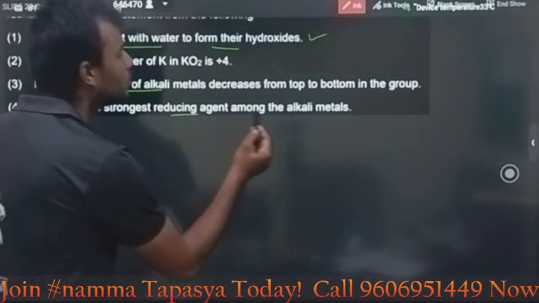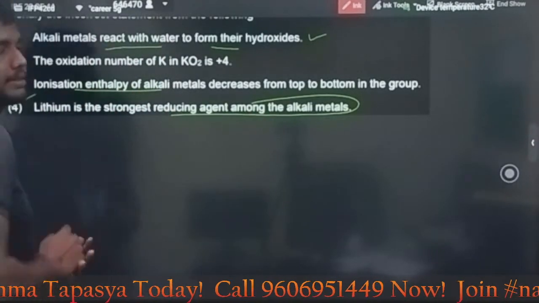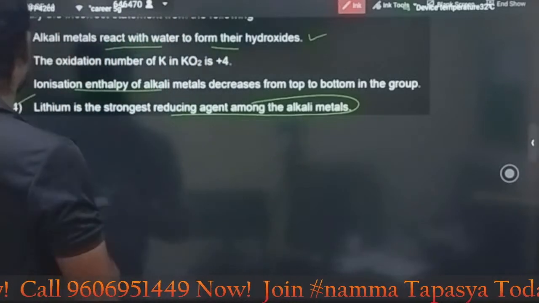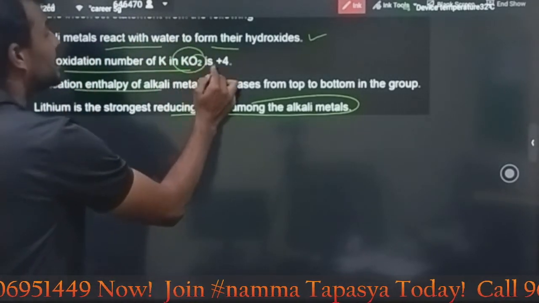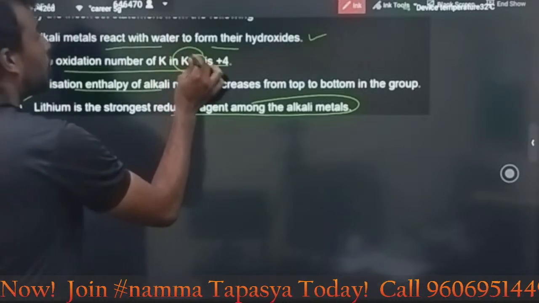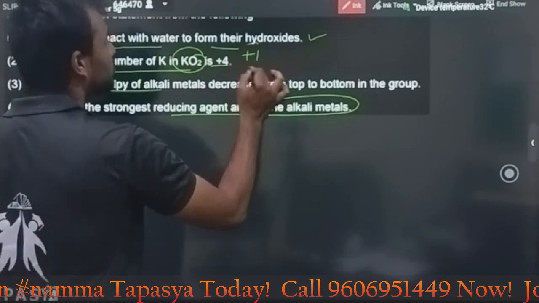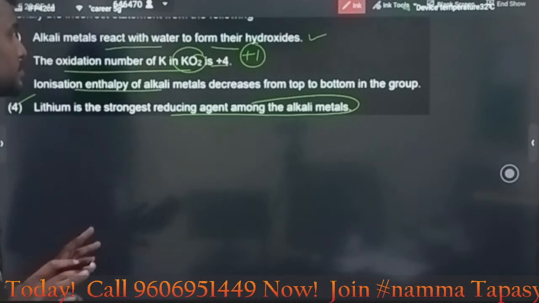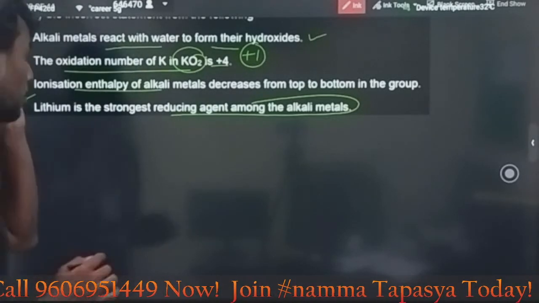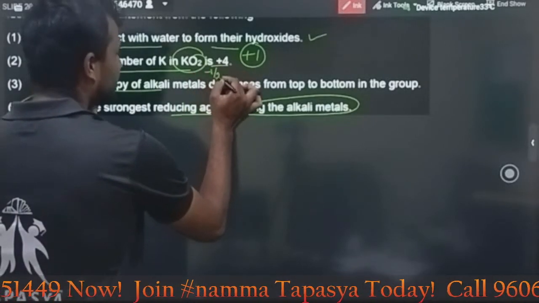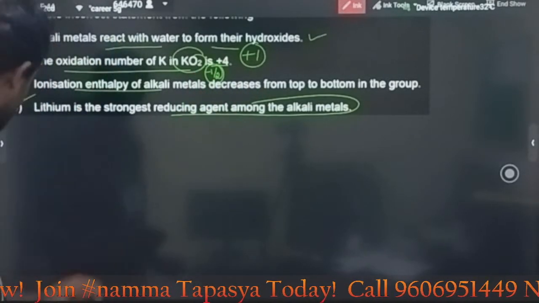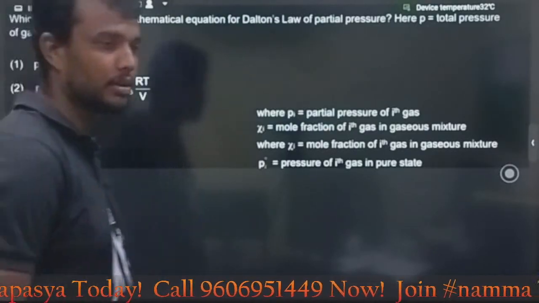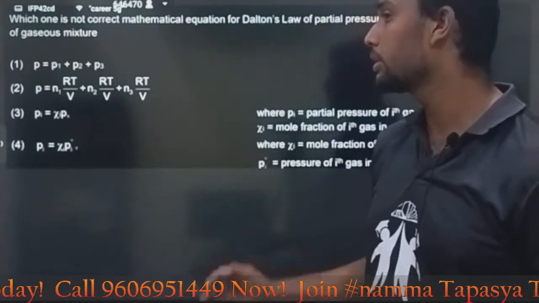Lithium is the strongest reducing agent among the alkali metals. Obviously reducing character decreases from top to bottom. The answer is option 2, because KO2 is called a superoxide. Why? K is maximum +1 only. Potassium +1. Alkali metals' common oxidation state is +1. Here oxygen has a negative oxidation state in this compound, which is called a superoxide. That's why the answer is option B. Okay, option B.